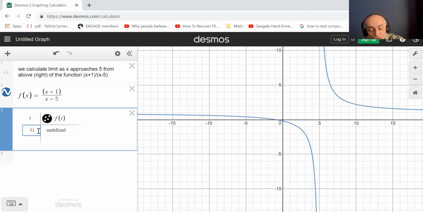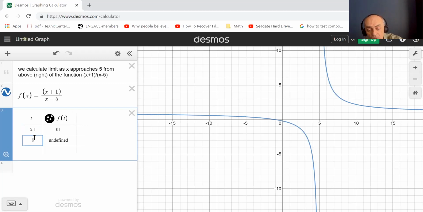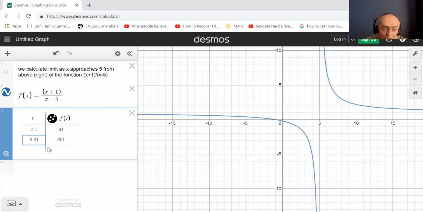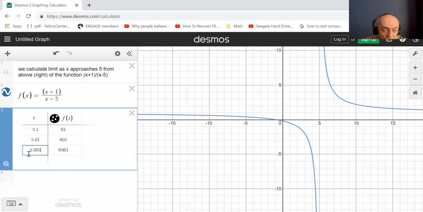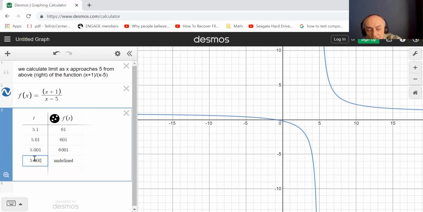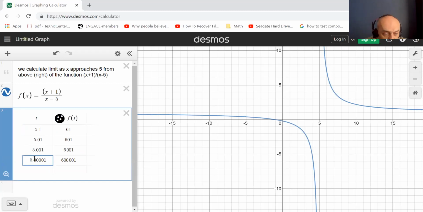So let's say 5.1. That's going to give you a value of 61. And if you do 5.01, that's going to give a value of 601. And if you do 5.001, that's going to give you a value of 6001. And if you do 5.00001, how many zeros did I put here? 1, 2, 3, 4. 4 zeros. Oh, look at that. So you get these numbers here.